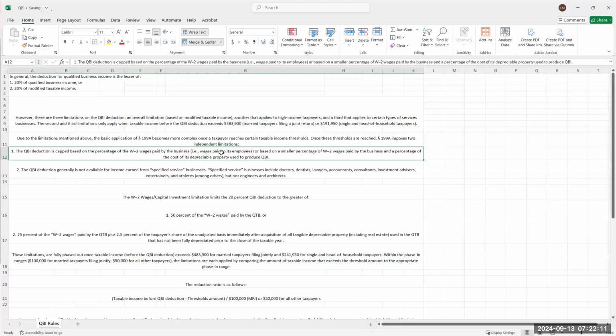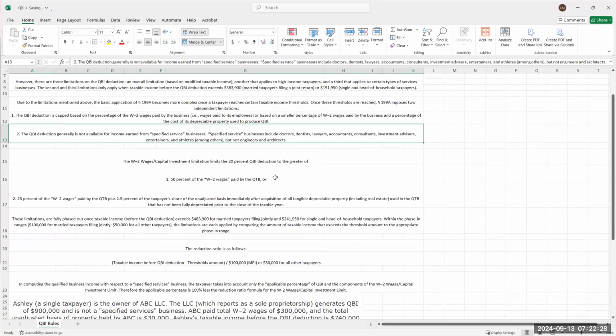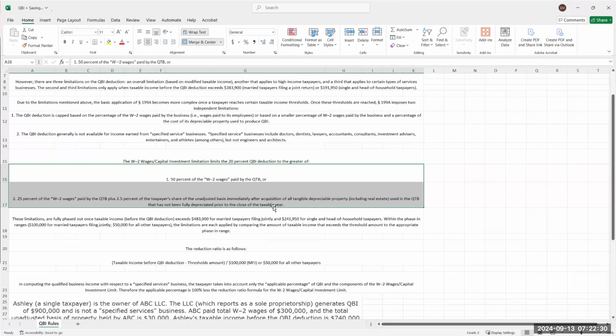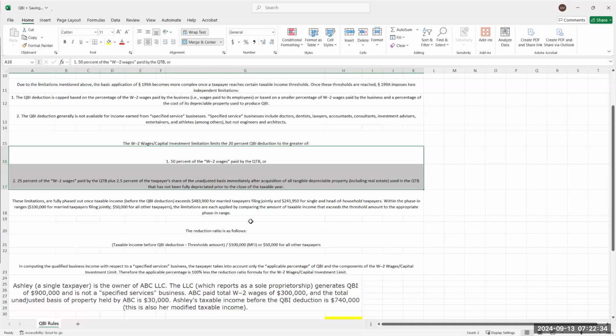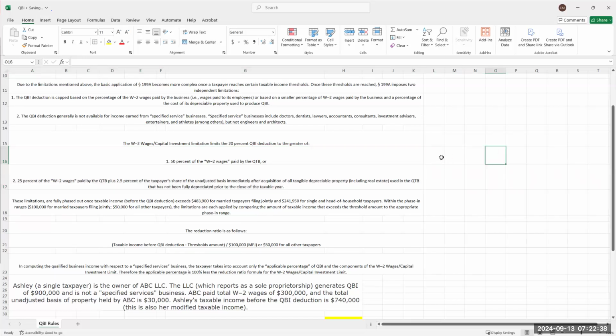The QBI deduction is capped based on a percentage of W-2 wages paid by the business. And the QBI deduction, again, is not available for specified service businesses, but we don't need to factor that in. So here's what we need to do. Factor in 50% of W-2 wages, or 25% of wages plus 2.5% of the taxpayer's share of unadjusted basis. To make it easier, I'll do it here.